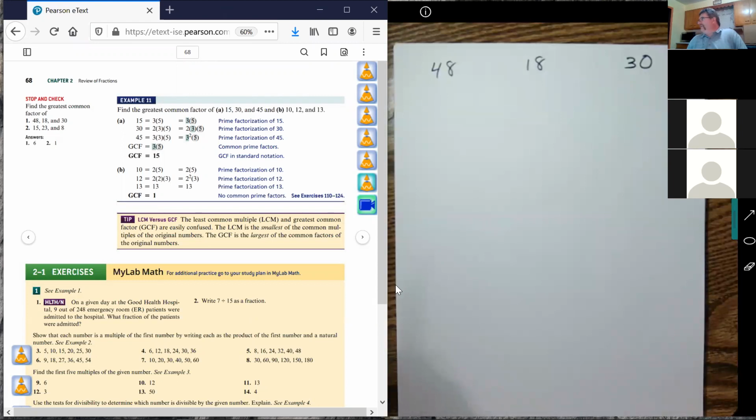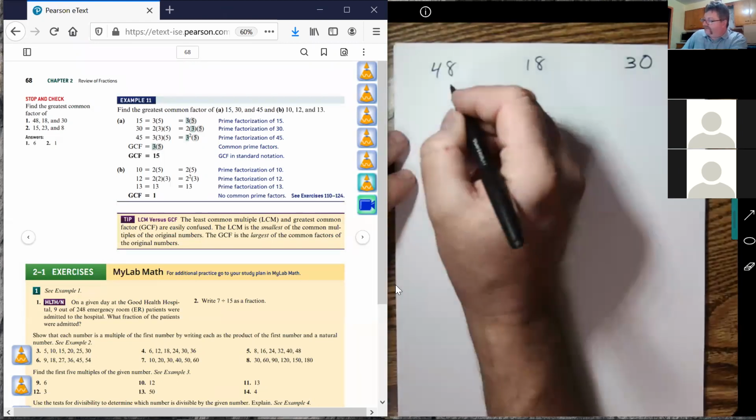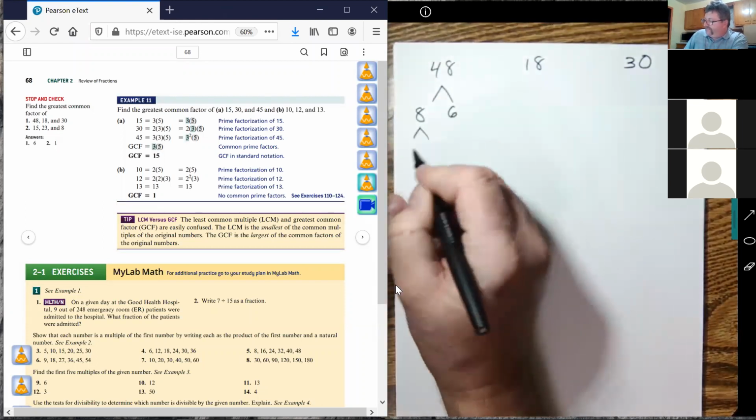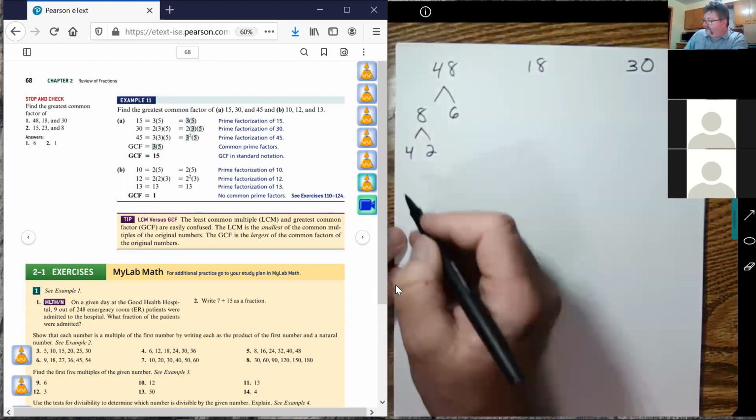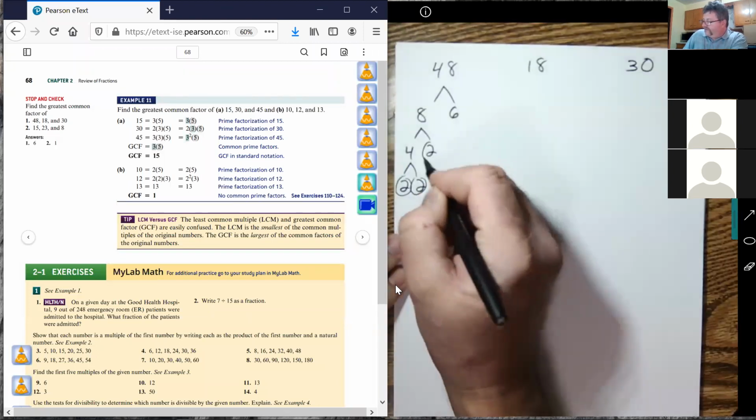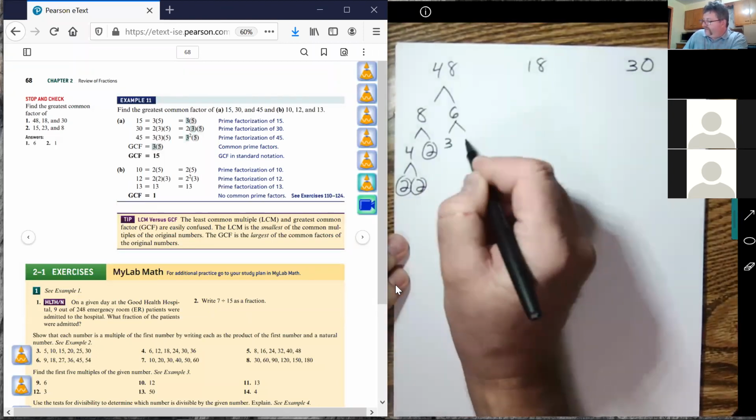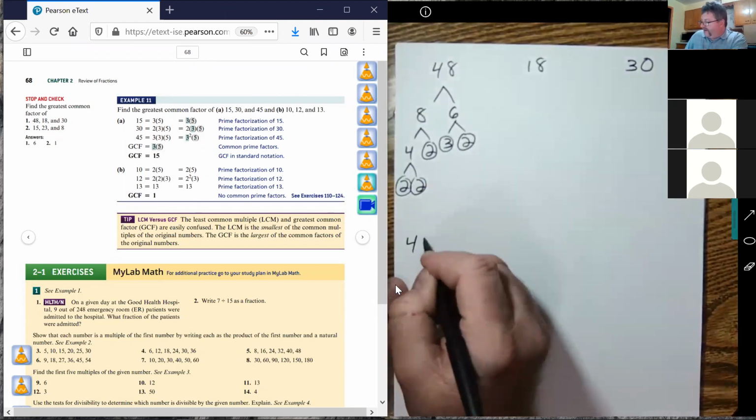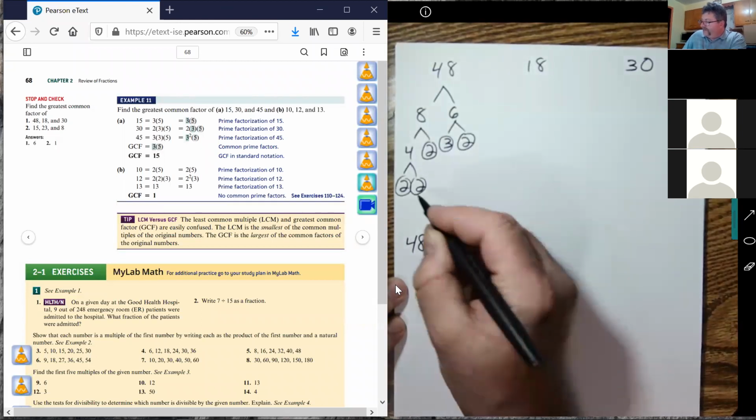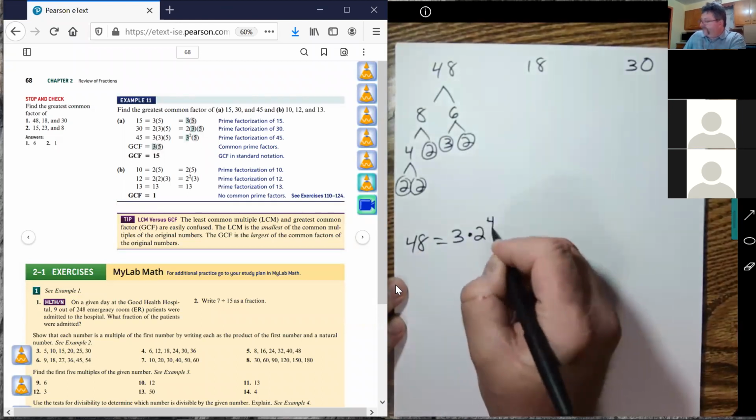I'm just guessing. Okay, let's work it. Well, 8 times 6 is 48. 4 times 2 is 8, and then 2 times 2 is 4. Oh, and then 6, I'm not done either. 3 times 2 is 6. Okay, so look at all these. 48, what do I have here? I'm going to get lost. I've got 3, and then I've got 4 2s, times 2 to the 4th power.